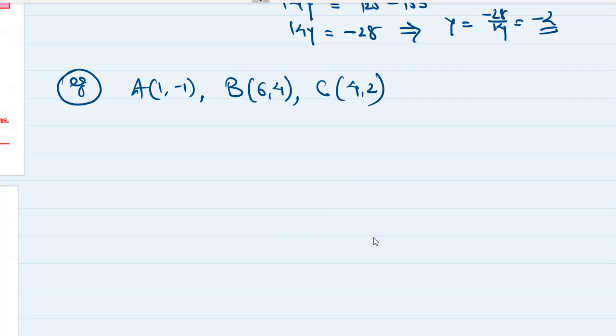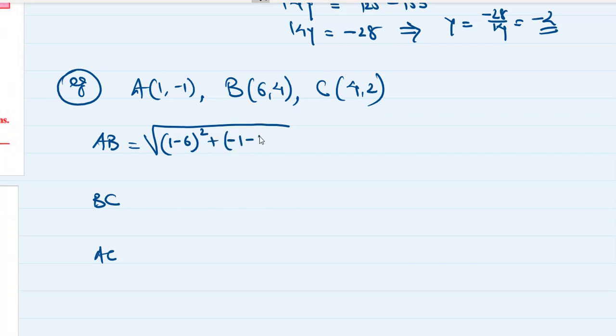Okay, so these three are our points. For proving collinearity, we have to find the distance AB, then distance BC, and then distance AC. Let's find AB first. AB is equal to under root of, we can easily apply the formula. 1 minus 6 the whole square plus minus 1 minus 4 the whole square, which is under root of 1 minus 6 is minus 5, square is 25, plus minus 1 minus 4 is minus 5, square is 25, so root 50. So this will be 25 twos are, 5 root 2. The value of AB will be 5 root 2 units.